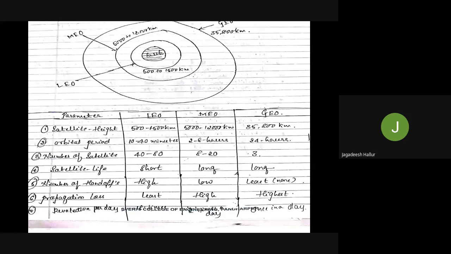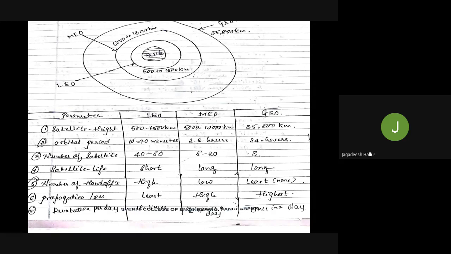And the last parameter is revolution per day. We are taking 8 times in a day, 2 times in a day, once in a day. The satellite is going to revolve around the Earth 8 times in a day in low Earth orbit, 2 times in a day in medium Earth orbit, and in geostationary Earth orbit, it is going to revolve around the Earth once in a day. This is the comparison of low Earth orbit, medium Earth orbit, and geostationary orbit.